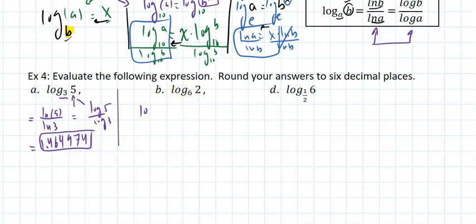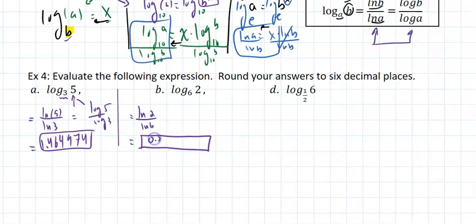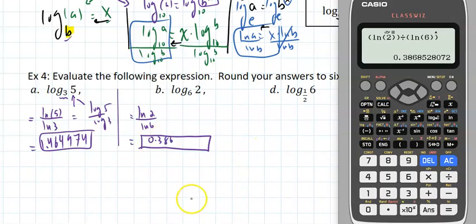And here I'm going to say this is natural log of 2 divided by natural log of 6. And that would be 0.386853.